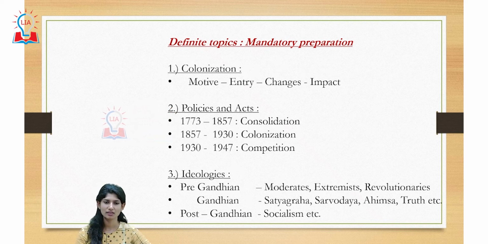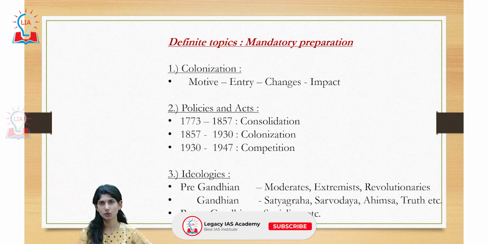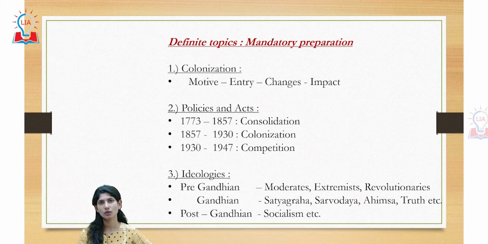Okay. Next, when it comes to policies and acts, we have divided it into three categories. One, year 1773 to 1857. This phase, the acts that were issued, okay, all those will be for consolidation of their possessions in the Indian colony. Okay. Next, 1857 to the acts up until 1930. Those are about colonization.